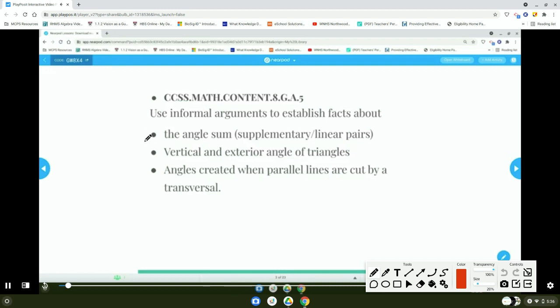So today's lesson objectives will be to use informal arguments to establish facts about three things. One, the angle sum, which says supplementary angles and linear pairs add up to 180. The second will be to use our knowledge of vertical angles and exterior angles to establish relationships. The third one will be to draw conjectures about angles created when parallel lines are cut by transversals. What do we mean by transversals? You will see that in the video.